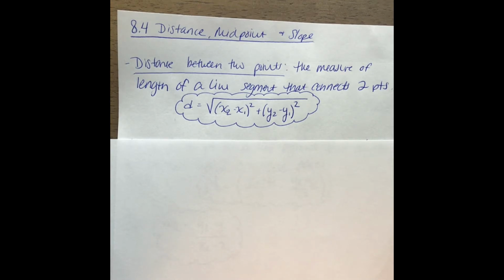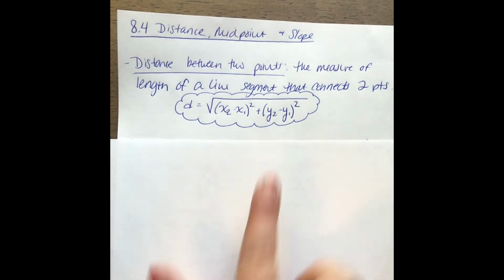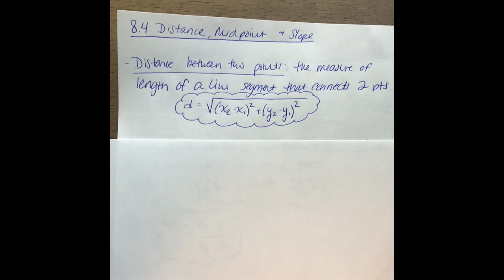You can never use the distance formula for a line, but you can for a line segment because it starts and stops. And it's d is equal to the square root of x sub 2 minus x sub 1 squared plus y sub 2 minus y sub 1 squared. And x sub 1, y sub 1, x sub 2, y sub 2 are just going to be the values of the coordinate points that were given of the line segment.